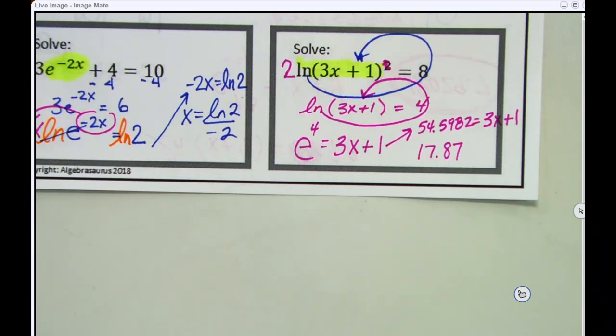Yeah, I like natural logarithm. I'll use it more than LOG all the time because it works with E, it works with any other problem as well. You can always move that exponent back to the ground.